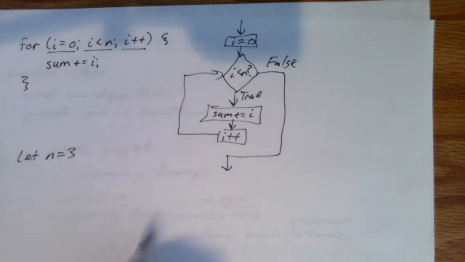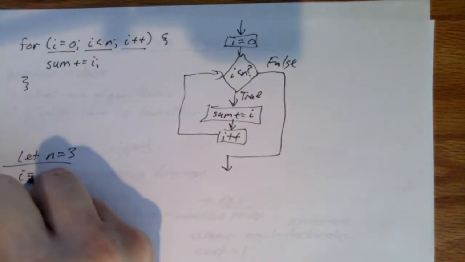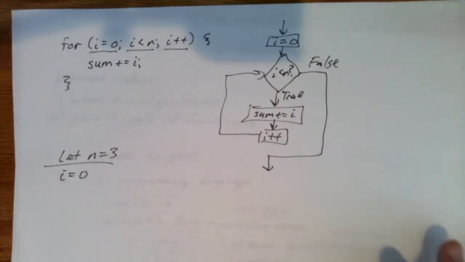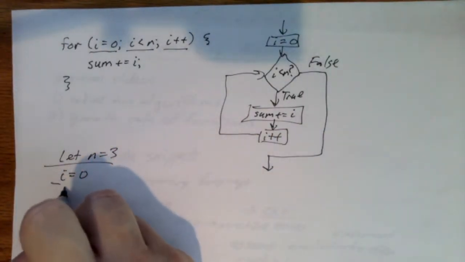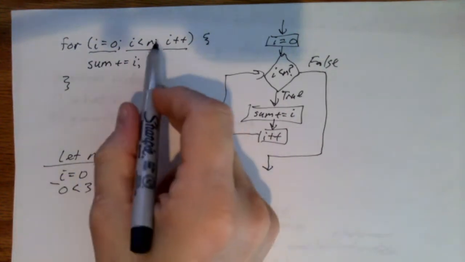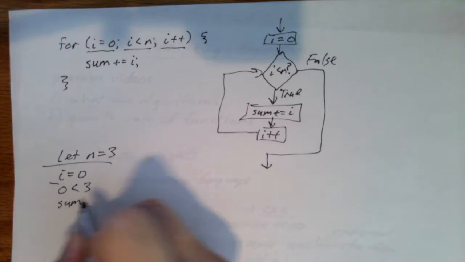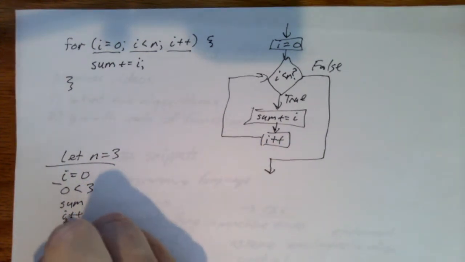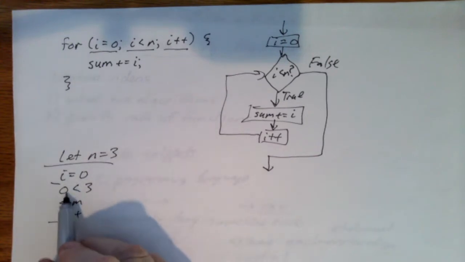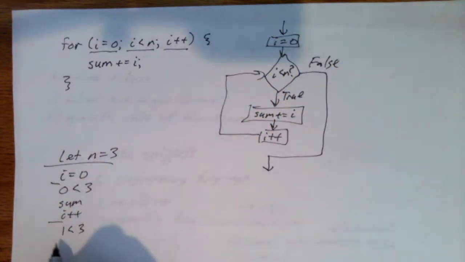So what happens? Well, i is equal to 0. And then we'll ask, is 0 less than 3? Because n was 3 in this case. The answer is yes, so I'm going to update the sum. Then we'll do i plus plus. i will now be 1. Then we ask, is 1 less than 3? Right? We don't come up here and do i equals 0 again. That only happens once. Is 1 less than 3?